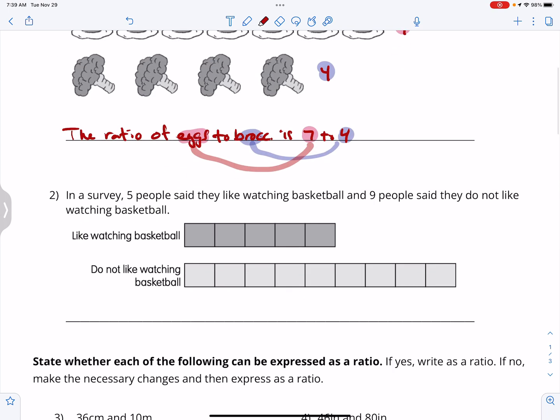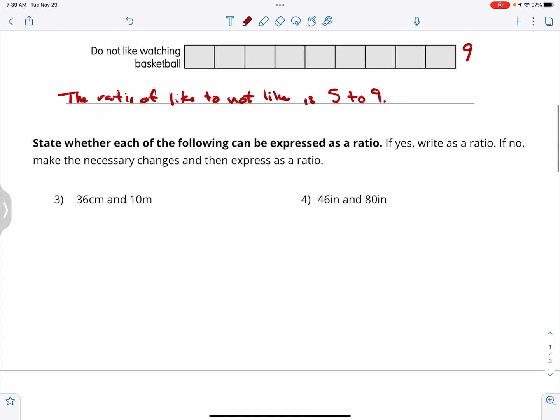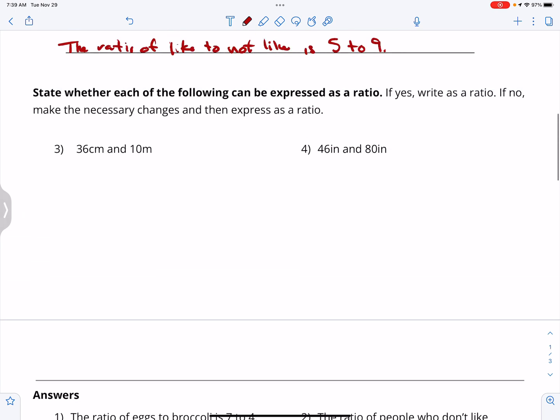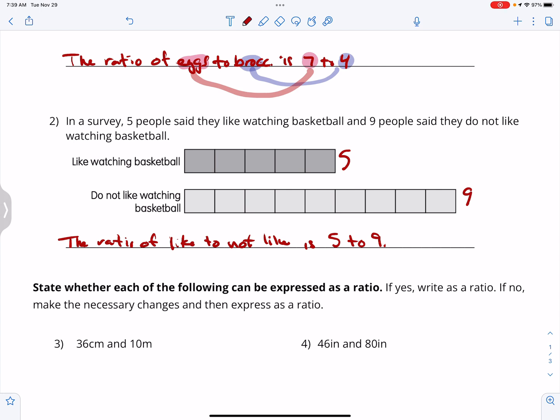In a survey, 5 people said they like watching basketball, 9 people said they do not like watching basketball. Our statement is the ratio of like to not like, I'm just going to abbreviate that a little bit, is 5 to 9. Now I know in the answer key here though, it specifies the ratio of people who don't like to those who do like, so they flip-flopped the order in the answer key, but our ratio is still the same. We're still comparing the quantities in the same way.